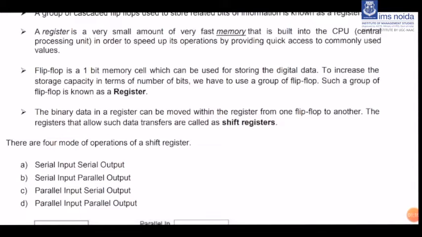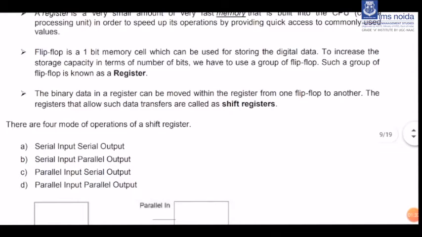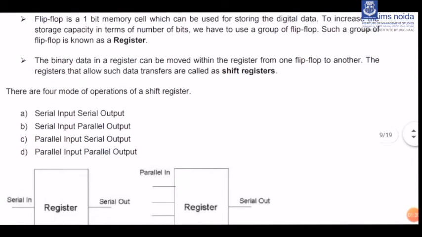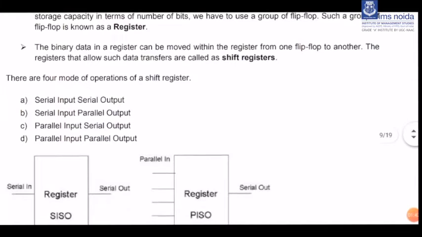So we discussed that a flip-flop stores one bit in memory, and that bit can toggle either 0 or 1, Q or Q bar. To increase the storage capacity in terms of number of bits, we use a group of flip-flops. Such a group of flip-flops is known as a register. So if we need to store more than one bit, we use registers.